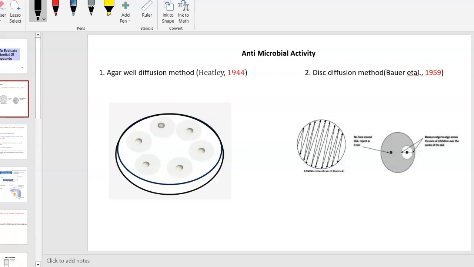The other usually employed method is the disc diffusion method. In this method, on the agar surface, which is spread with inoculum, we use a paper disc on which the compound is impregnated. So these are the usually used methods.